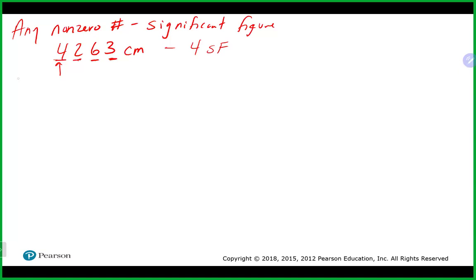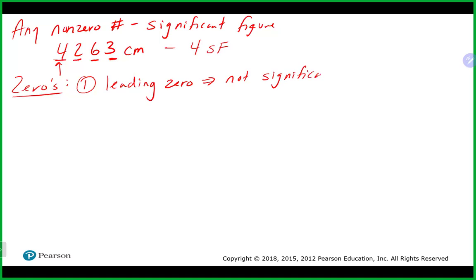Now, when we talk about zeros, these are the ones that sometimes give people a little bit of trouble, and that's because there are 3 different types of zeros that you'll come across. So the first zero is sometimes referred to as a leading zero, and those are not significant. You could have 4 million zeros leading into that first non-zero number. None of them would be significant.